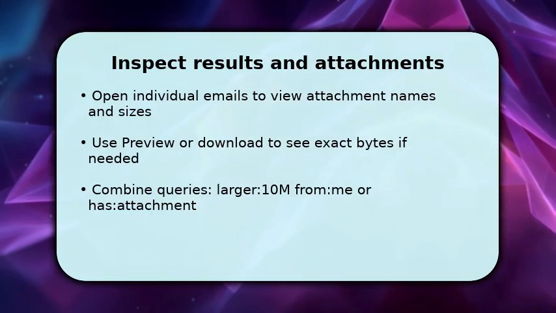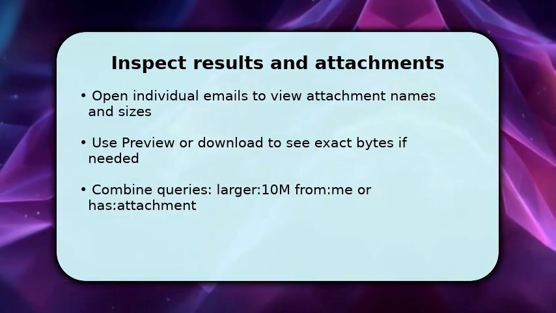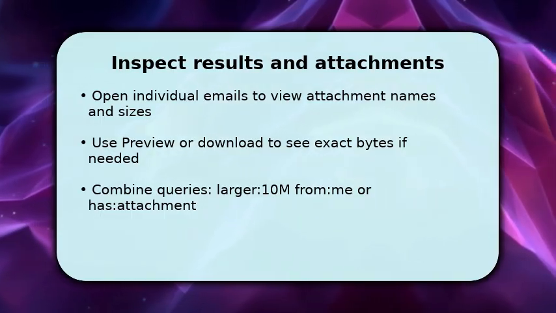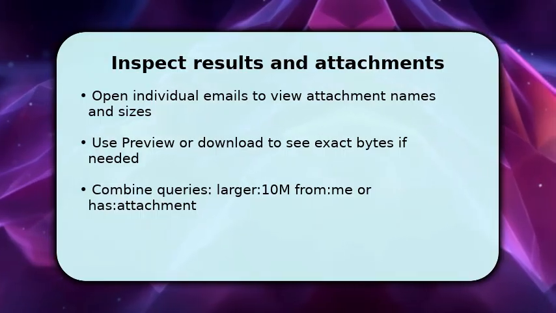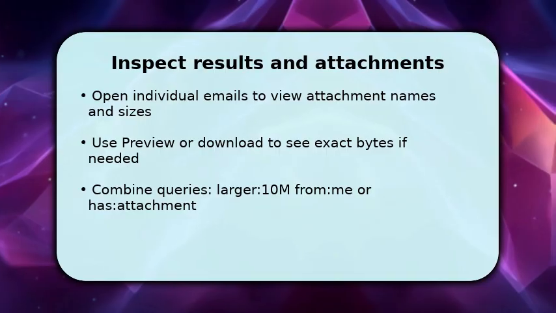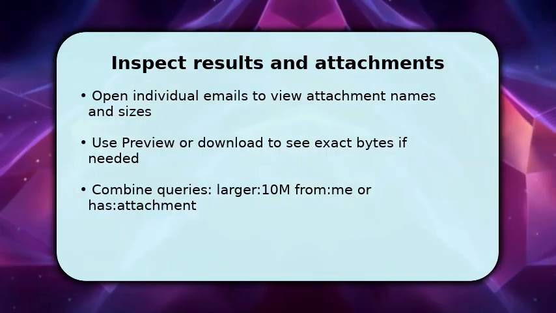Make sure to refine searches using combinations like "larger:10M has:attachment" or "larger:5M from:someone" to locate specific senders or threads, because narrowing limits false positives and speeds things up.